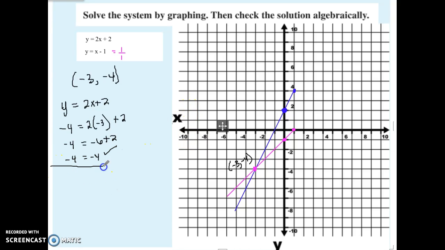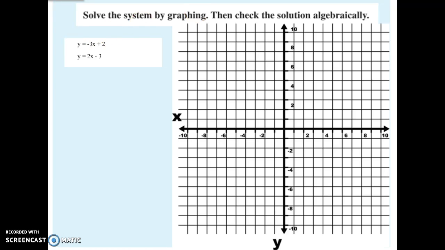Now it's important to check the other equation, y equals x minus 1, plugging in -3 for x and -4 for y. -4 equals -3 minus 1, and -3 minus 1 does equal -4, so it checked out. So this is our correct solution. (-3, -4) is a solution to this system of equations.